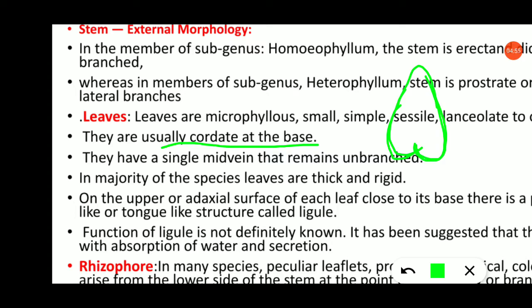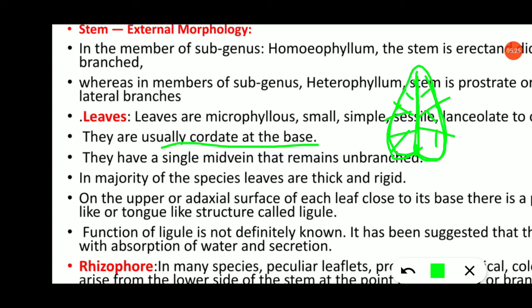Next, second point: they have a single midvein that remains unbranched. As you see the surface of the leaves, you can see only a single midvein. There is no branching. Otherwise, in other types of leaf we see a single midvein and then subveins to the margin. This is known as dichotomous branching.